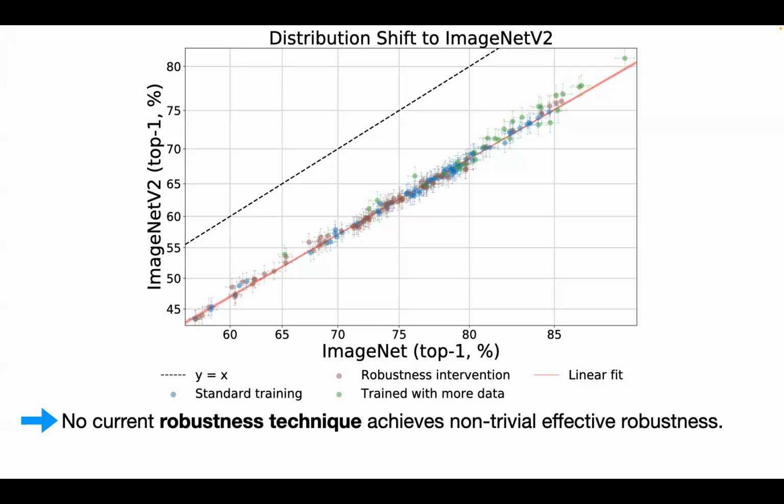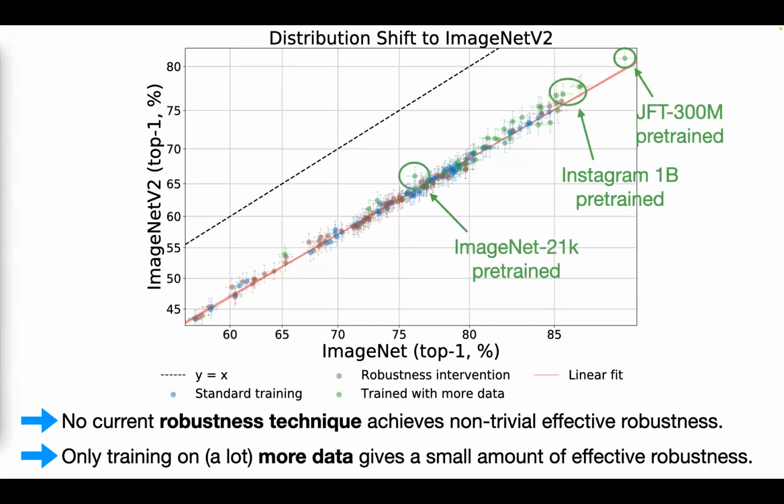Like all of these brown points here, randomized smoothing, adversarial training, special forms of data augmentation, they basically fall exactly on this baseline trend. The only models that stand out by a little bit are some of these green points here, which are models trained on more data. On the top right, we have a model from Google trained on 300 million images, a couple models from Facebook trained on 1 billion images, and then this model here, which is trained on the large ImageNet with about 10 to 20 million images. So this is on the order of 1,000 times more data, right, compared to ImageNet.